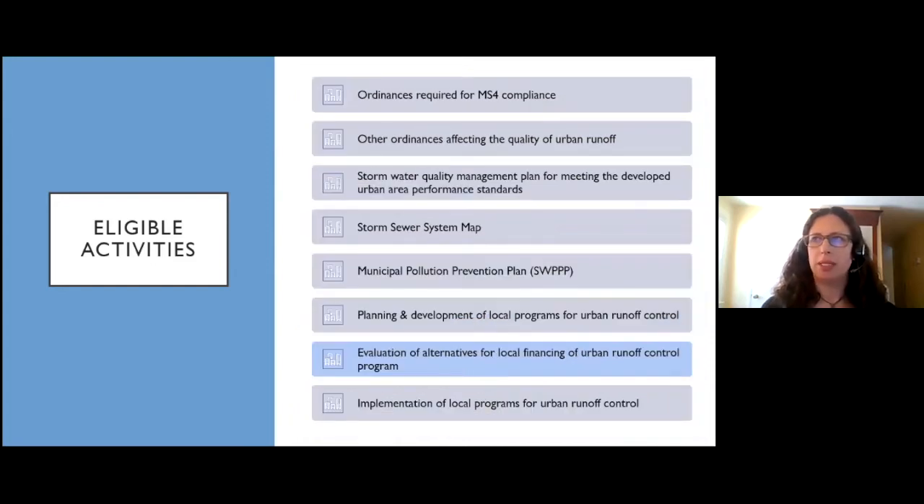The next category is evaluation of alternatives for local financing of urban runoff control program. Note this is not the same thing as including BMP cost estimates in a stormwater plan with the recommendation to apply for DNR grants. Rather, this is evaluating alternatives for development of a dedicated revenue source for the water quality management program. It includes the cost of the overall water quality program, including administration and maintenance, not just capital projects. And it must include a financial evaluation of these alternatives, as opposed to a recommendation to apply for DNR grants or a statement that options were discussed.